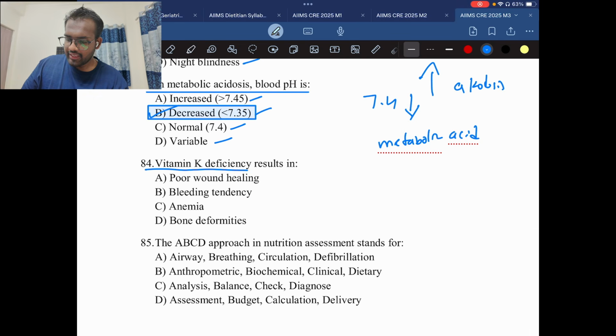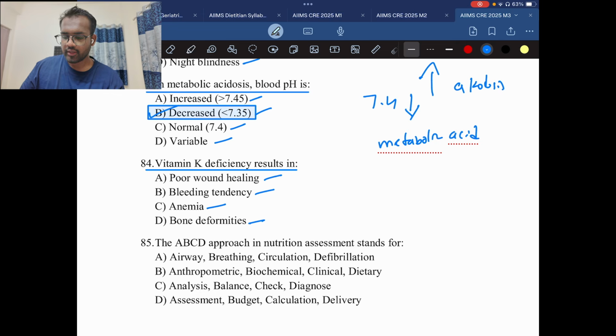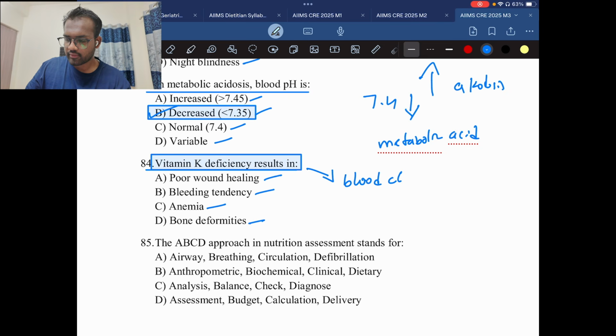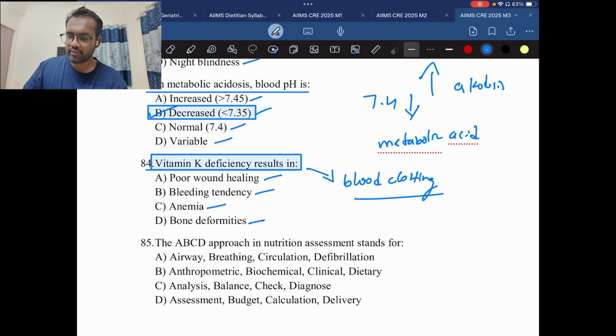Question 84. Vitamin K deficiency results in poor wound healing, bleeding tendency, anemia, or bone deformities. Regarding vitamin K, I have mentioned it in detail in my notes. It's very easy, and I think I discussed it in part 1 of my series also. Vitamin K is helpful in blood clotting. Blood clotting is a major function of vitamin K. Poor wound healing is not completely related to vitamin K deficiency. Anemia is not related. Bone deformity is also not related. So here it is the bleeding tendency. If there is a deficiency of vitamin K, there will be no stoppage of bleeding, no clot formation. It leads to a lot of bleeding. So the answer will be B.